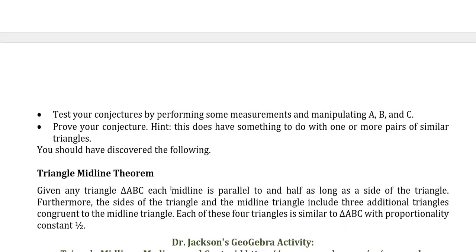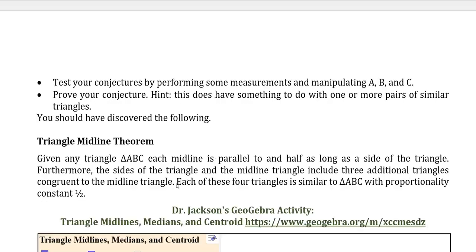So assuming you've done that, given any triangle ABC, each midline is parallel to and half as long as a side of the triangle. Furthermore, the sides of the triangle and the midline triangle include three additional triangles congruent to the midline triangle. Each of these four triangles is similar to triangle ABC with proportionality constant 1/2.